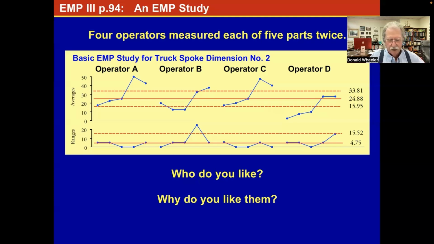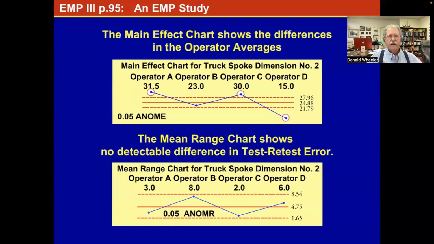Now you ask them how things are going, they're going to tell you everything's fine. The first step in getting operators to use the measurement system alike is to convince them they're using the measurement system differently. And the main effect chart will help you do that.